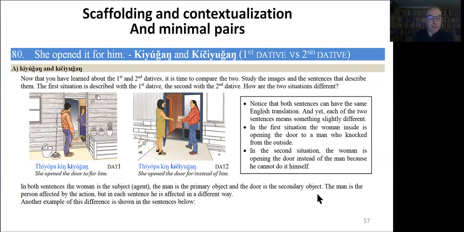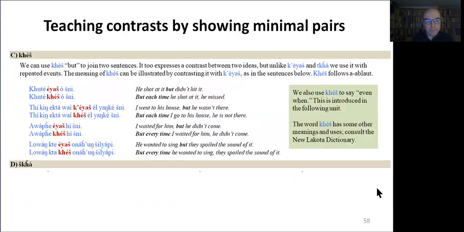The man is the person affected by the action, but in each sentence, he is affected in a different way. Here, he's knocking on the door because he wants to visit with her or talk to her. She opens the door for him. Here, he cannot open the door for himself because he's carrying a heavy object. So she opens the door in his stead, on his behalf. In English, we can say "she opened the door for him" in both cases, but in Lakota, we can make, and we often do make, this type of distinction.